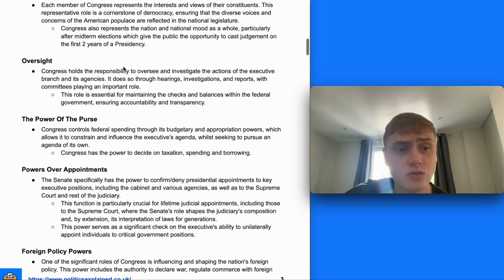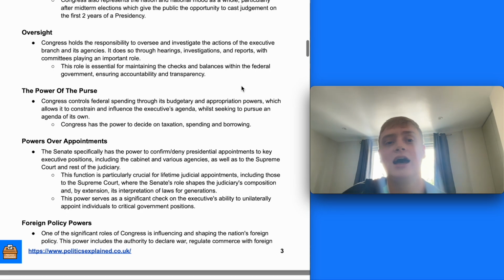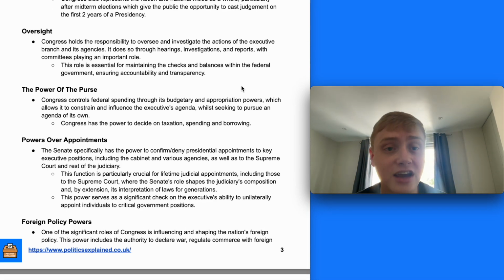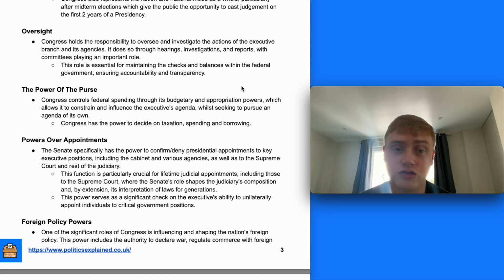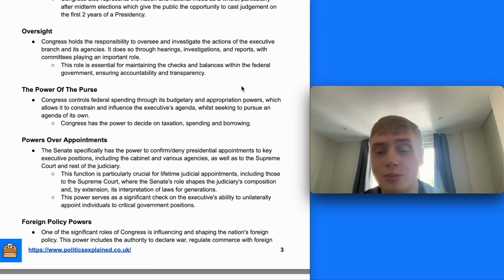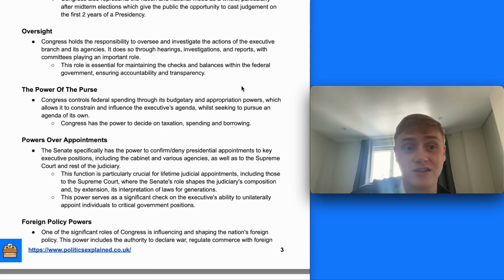Oversight is another key role, so Congress holds a responsibility to oversee and investigate the actions of the executive branch's agencies, doing so through hearings, investigations and reports, with committees also playing an important role. And this is really important for maintaining checks and balances within the Constitution, so ensuring the accountability and transparency of the presidency.